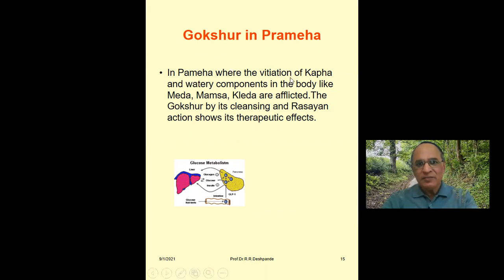In Prameha, there is vitiation of kapha and the watery components in the body, like Meda. There is excessive accumulation of fatty tissue because of excessive accumulation of kleda in Mamsa and Meda. Whenever there is kleda formation in these two dhatus, Mamsa and Meda, Gokshur, by its cleansing effect and Rasayana action, shows very interesting effects in dyslipidemia, fat problems, or muscular problems. Definitely Gokshur is helpful.